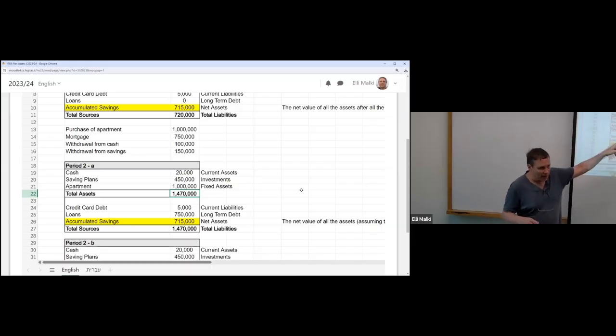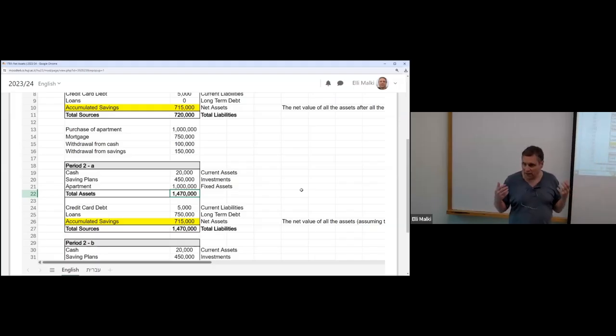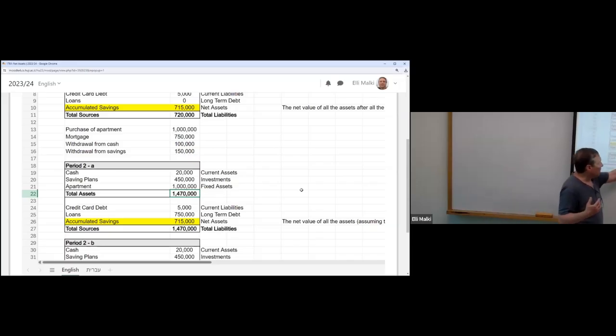So my balance sheet, the asset side, will look like that. How will the liability side, or the sources of funding, look? I still have the debt to the credit card company. That hasn't changed. Now I have on the loan side 750,000. That's my mortgage, and this will appear in my balance sheet as long-term debt. And the net assets will not change. I still have my saving of 715,000, the same amount of saving.